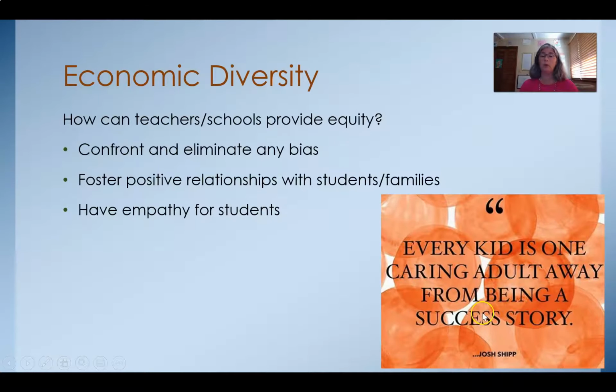I love this quote here below, that every kid is one caring adult away from being a success story. There's a lot of research on resilience that says in order to establish resilience in a child, for them to overcome poverty, one of the biggest things they need is one adult. Just one adult who cares, who holds them to a high expectation, and who checks in on their learning. Hopefully that would be a parent, but if not, it can be a teacher, a coach, a principal.